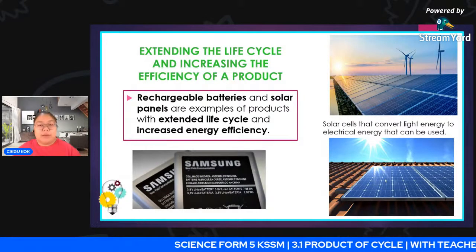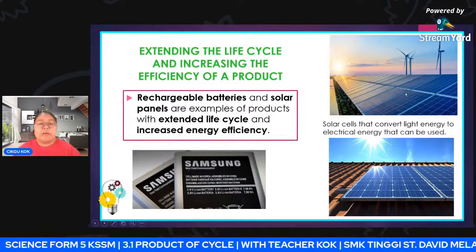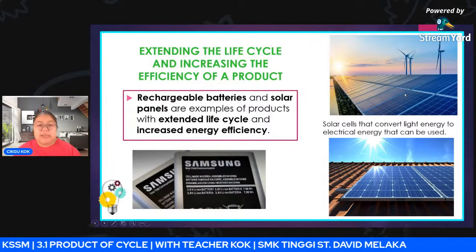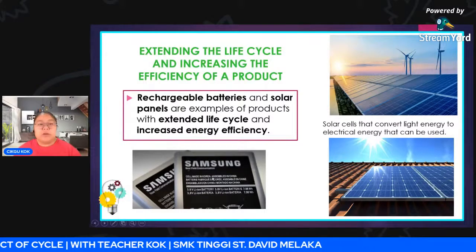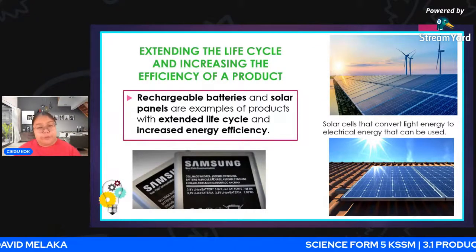So when the sunlight comes, they receive the energy from the solar plate, and after that they will generate electricity. The rechargeable battery is the same, that means we can use it for longer. So this one can reduce our carbon footprint.